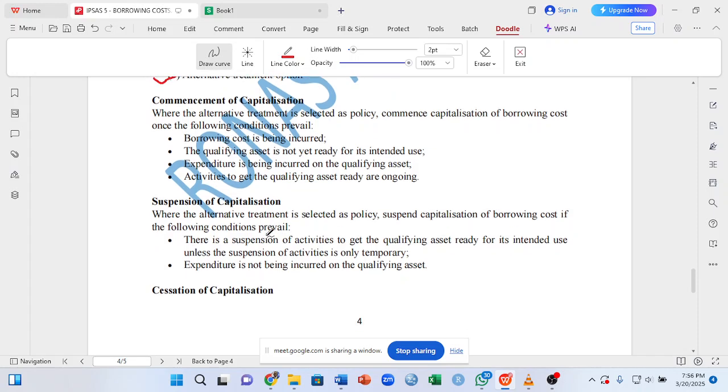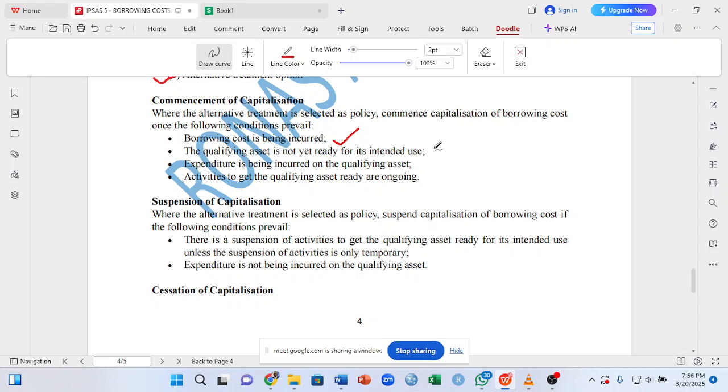So when do you commence capitalization? We say you commence capitalization when these four conditions prevail. Number one, borrowing cost is being incurred. Borrowing cost is being incurred is when you go for the loan and you start incurring the costs on that loan, then we say borrowing cost is being incurred.